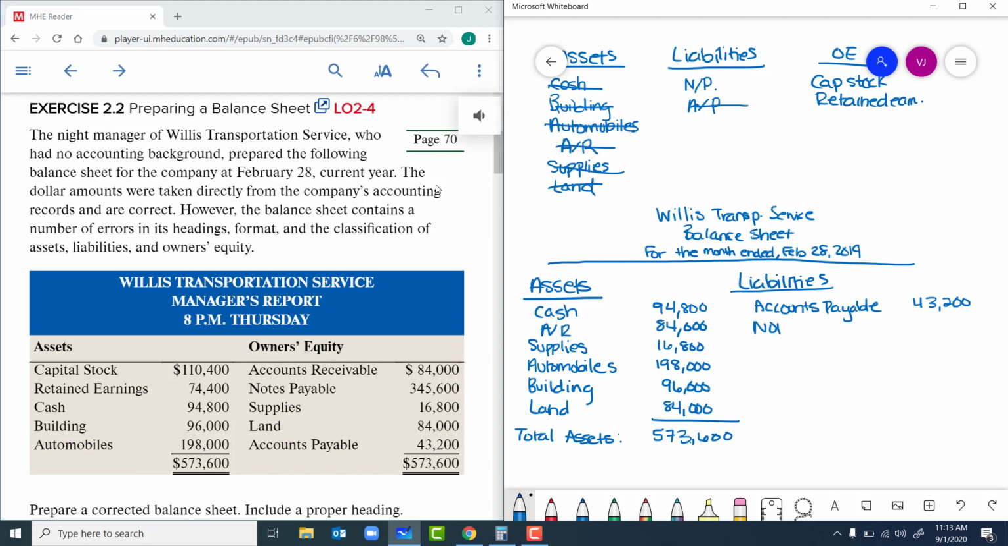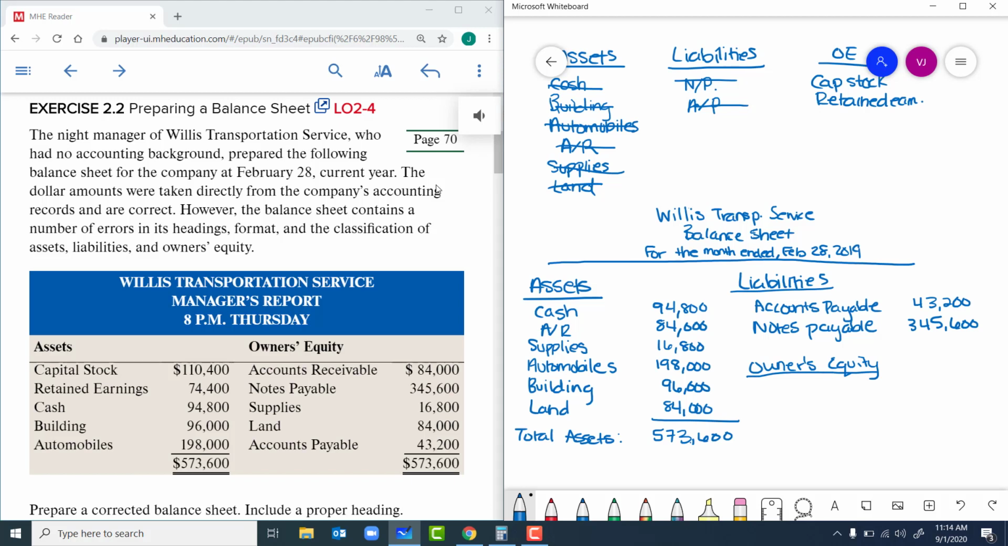And then notes payable is next. That has a balance of $345,600. We can go ahead and do a little subtotal for liabilities if we want to, or we can skip that and wait to do the overall total of liabilities and owner's equity. So we'll just keep that. You can go ahead and subtotal that if you want and do a total liabilities section, but we'll just wait till we get to the very last total here.